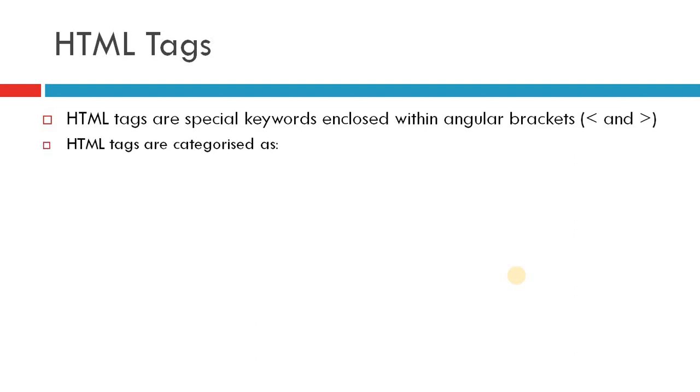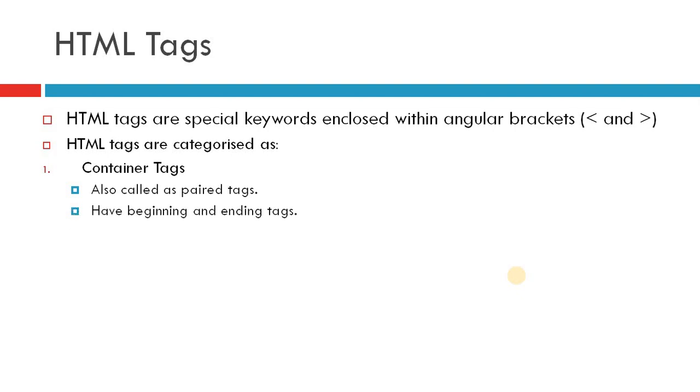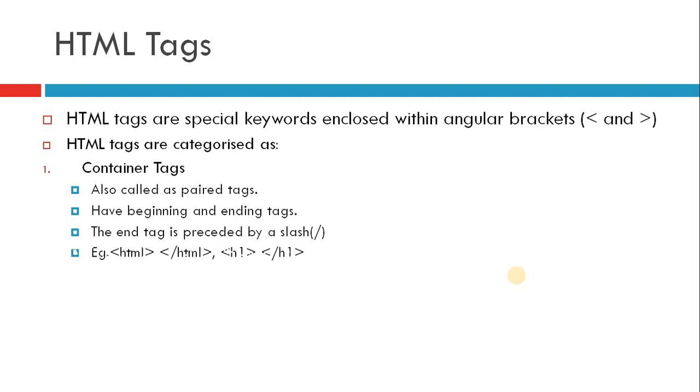HTML tags are categorized in two ways. First one is paired tags or container tags. The container tags are also known as paired tags. The paired tags have opening and closing. The ending tag is always preceded by a slash. Example, HTML, close HTML. So here HTML is a paired tag.